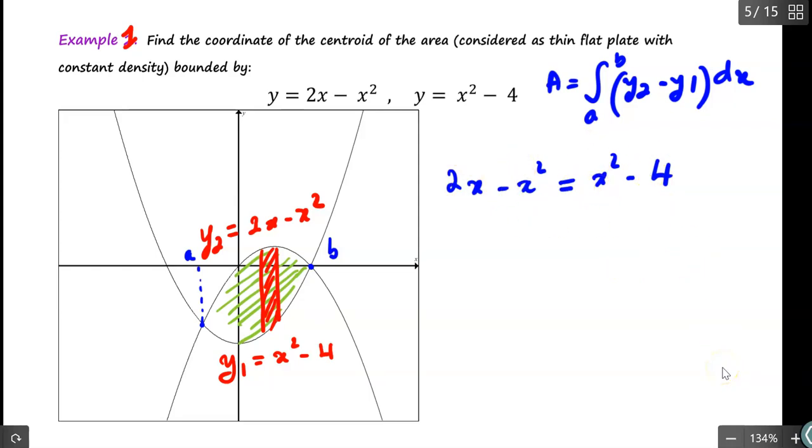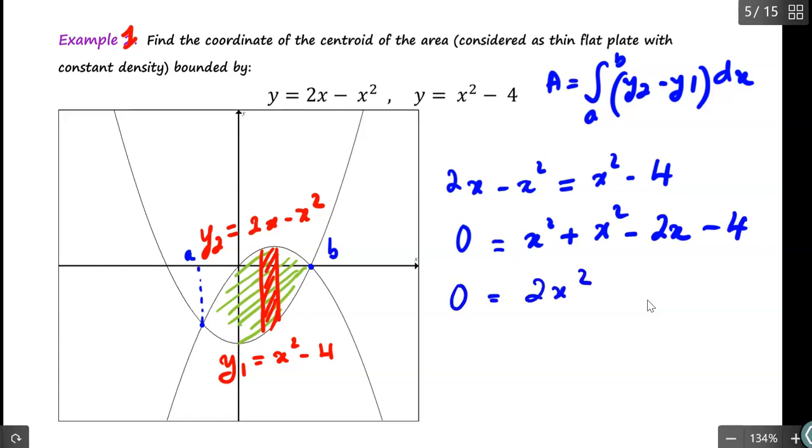So I'm going to move everything to one side of the equation. For a quadratic equation, I need to have one side equal to 0. So I'm going to move everything over to the side so that I can have a positive value for x squared to work with. So x squared plus x squared minus 2x minus 4. Then I will have 2x squared minus 2x minus 4.